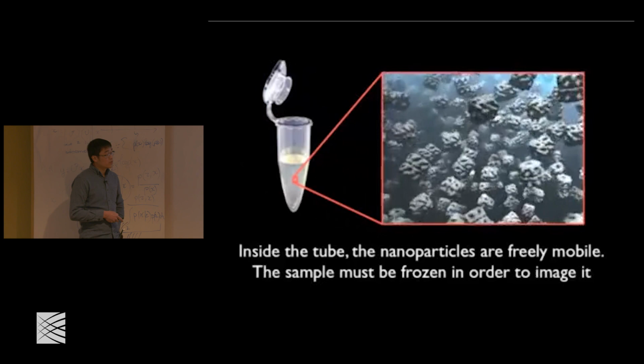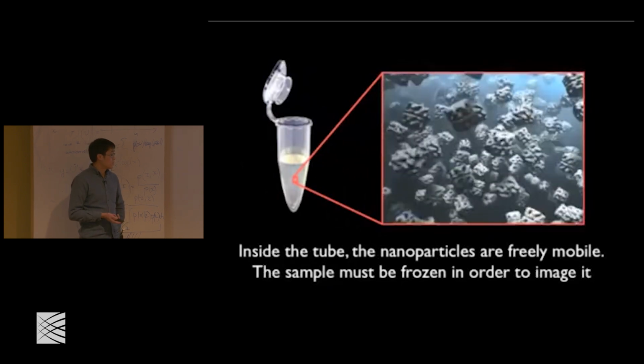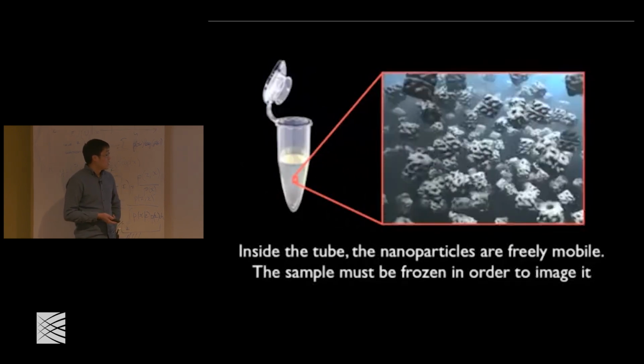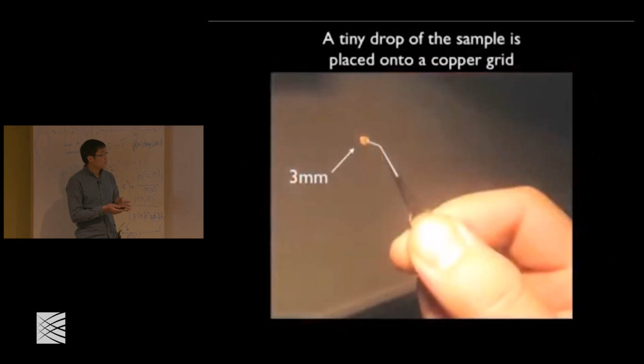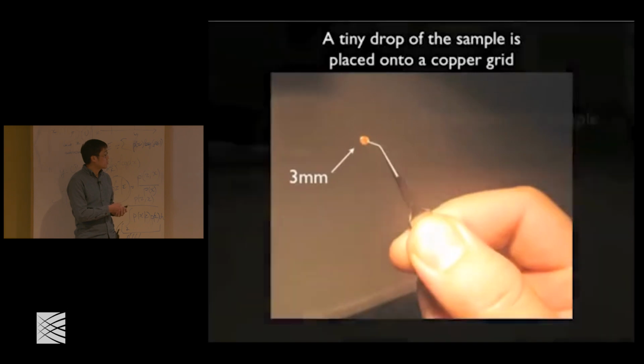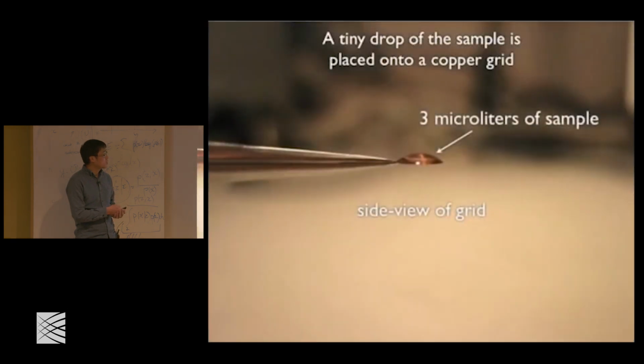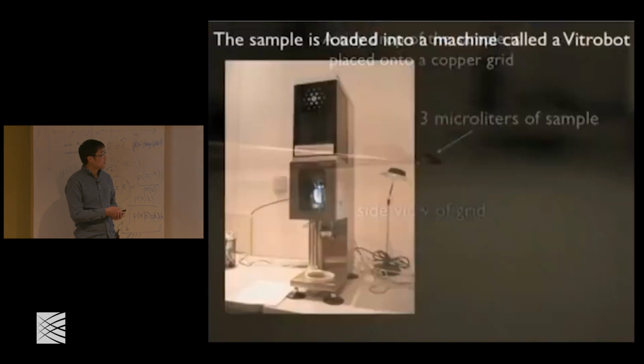This indicates the molecule is tumbling inside the solution. If we freeze this, it will be too thick for the electrons to pass. So we put it on this small grid. The diameter is only 3 millimeters. You can put several microliters of sample on it.